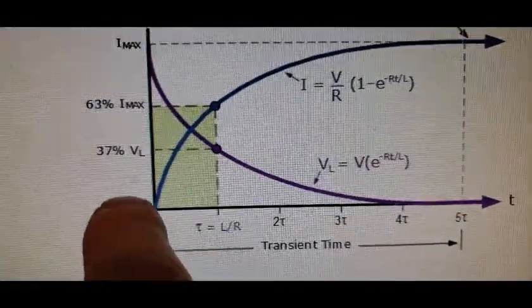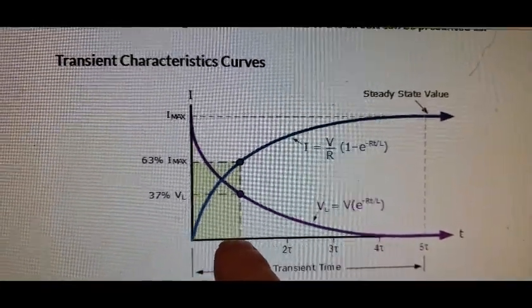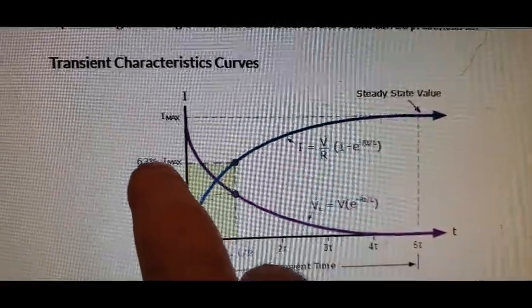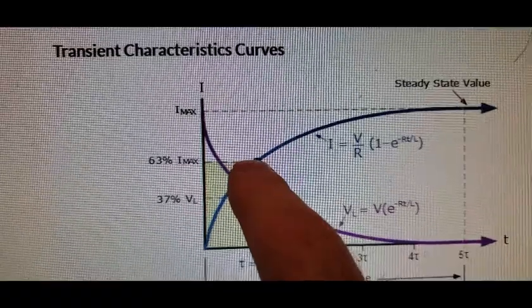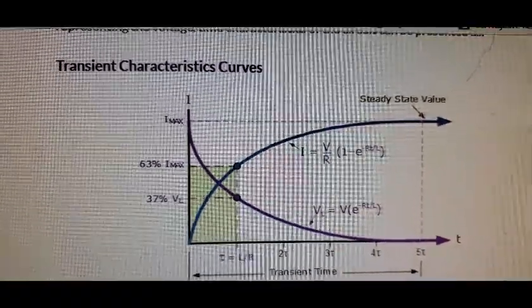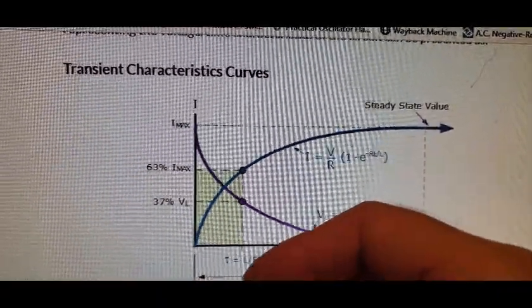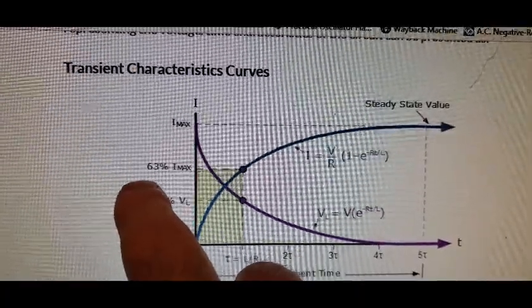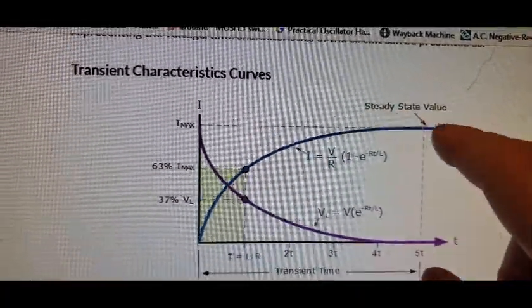And so we see that 1 tau time for a coil under constant voltage is the time it takes for it to get to 63% of its maximum amperage that it's ever going to have. And that's the same as 1 tau time of a capacitor is the time it takes for it to get to 63% of the voltage that it's ever going to have.